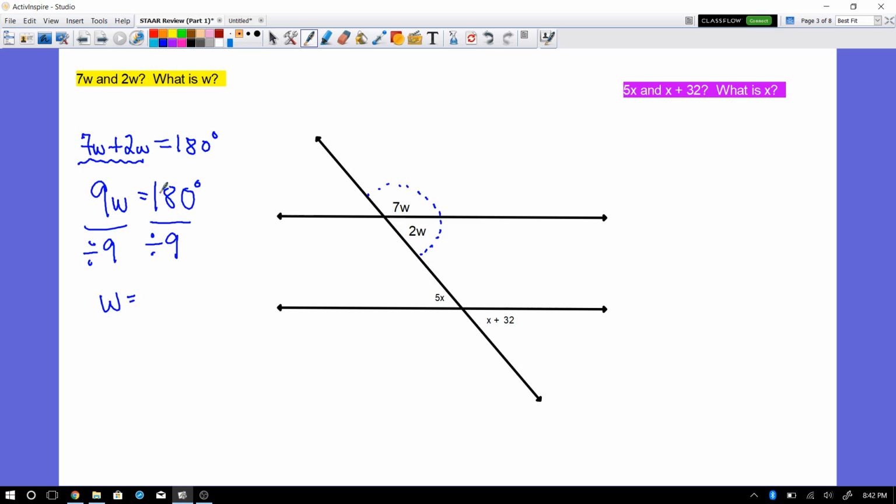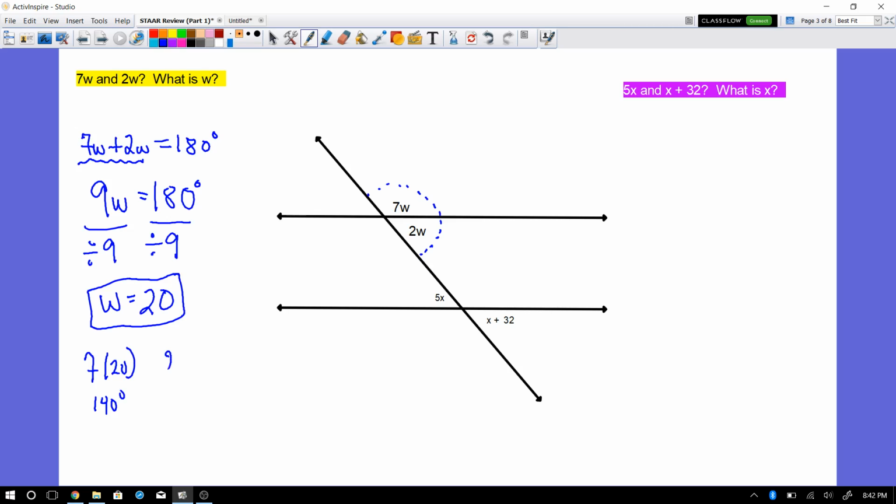So 180 divided by 9 should give you 20. So that's going to be W equals 20. Let's see if that makes sense. So we've got 7 times 20 is 140.